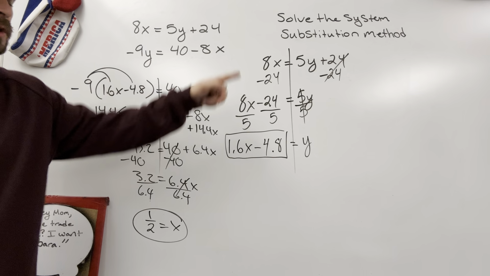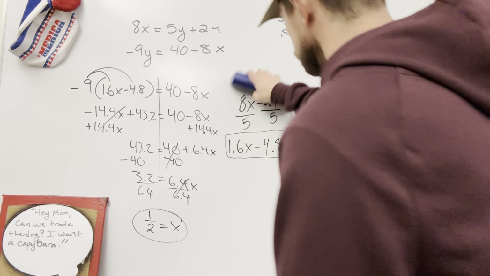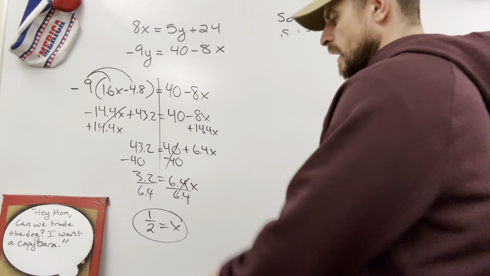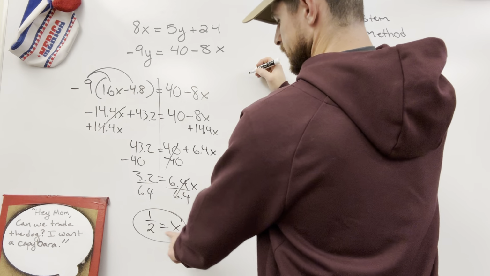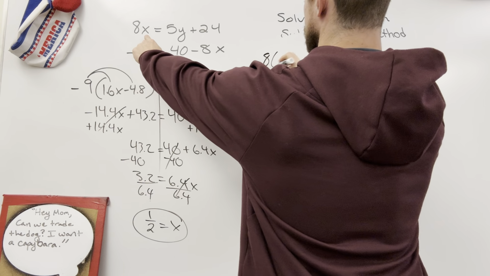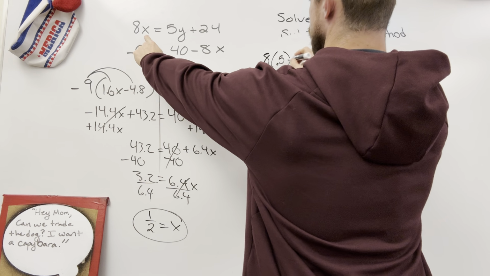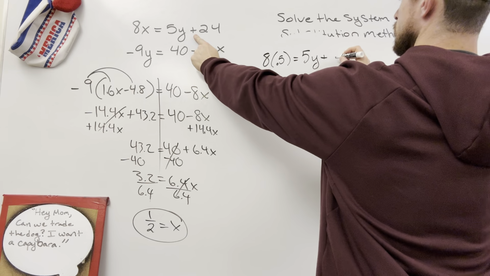So now that we know that x is 1/2, our last and final step is just plug 1/2 into one of these two equations and solve for it. Okay, so I'm going to erase this section over here. I'm going to change 1/2 to a decimal. So we could say x is 0.5. So 8 times x is now 8 times 0.5 is equal to 5y plus 24.